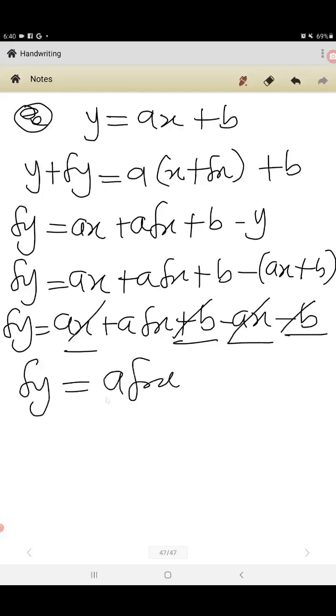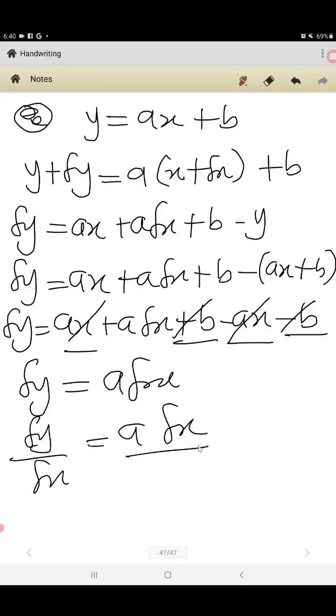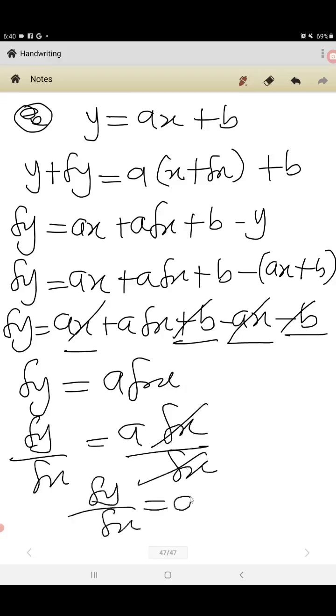So at this junction, you divide both sides by the change in x because we are differentiating with respect to x. So changing y over changing x will be a changing x over changing x. So this will cancel this. So changing y over changing x is equal to a. That is the value of this.